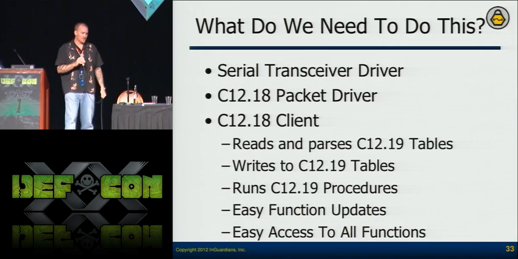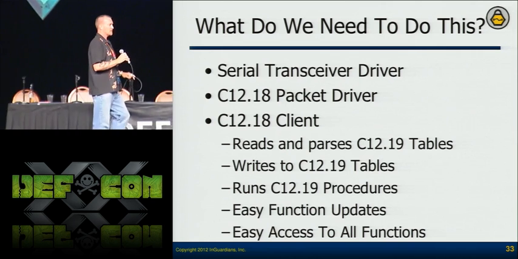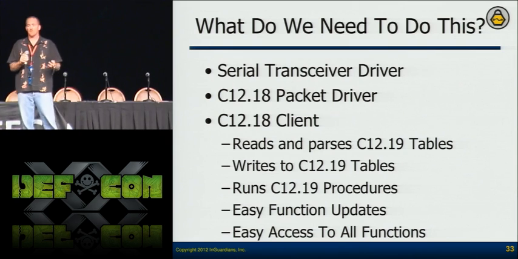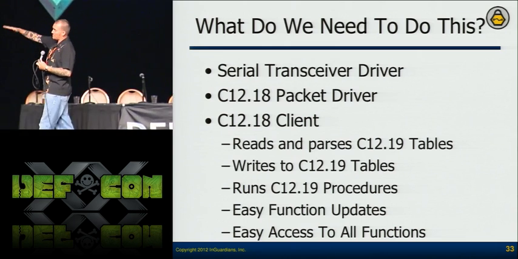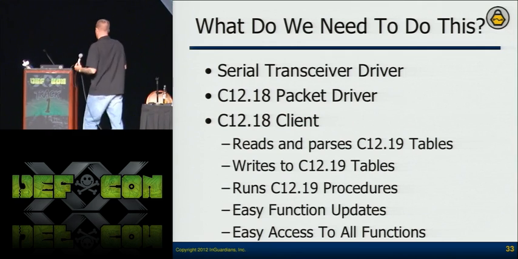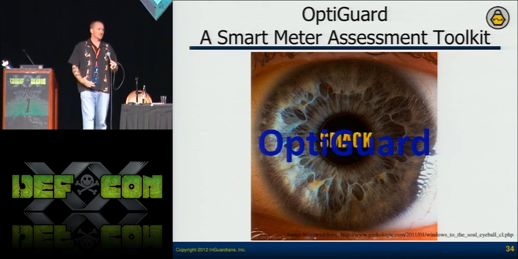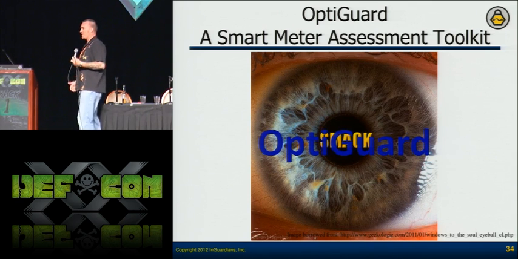But what do I need to do? I've got a client that will send data, but I need to respond. In order to speak with the optical port, I need to respond intelligently. Really, I've done pretty much all of those things except for the response part. And so that's what I did. I wrote a client, which was the primary tool within our toolkit that we're calling OptiGuard.